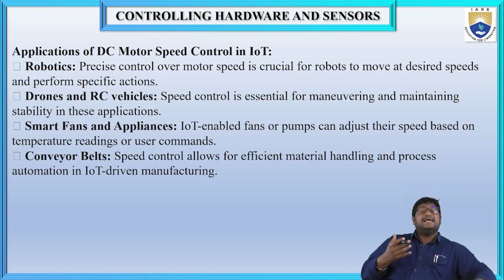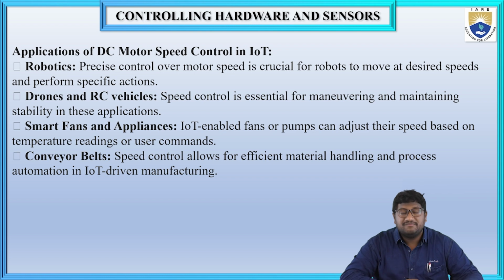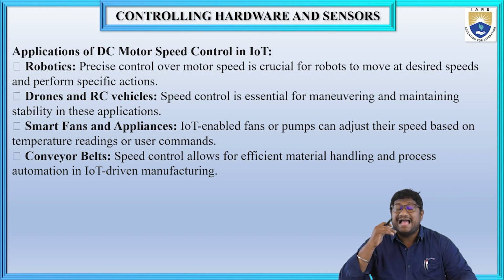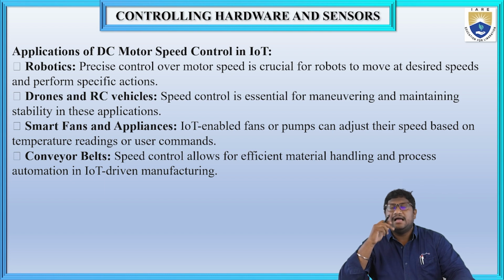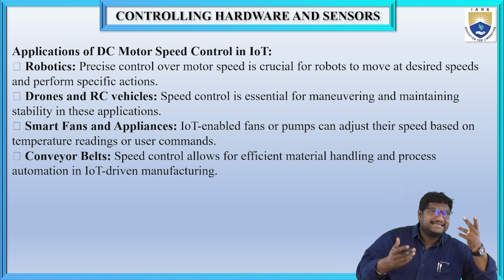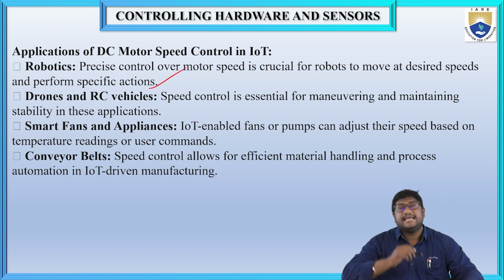There are such applications where DC motor speed is controlled in our IoT systems, such as robotics. In robots, precise control of motor speed is very crucial for robots to move at the desired speed and perform specific actions. If kept in a high mode, the robot goes very fast and it can be damaged. There are chances, so we need to check it.